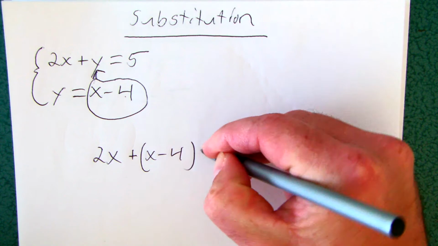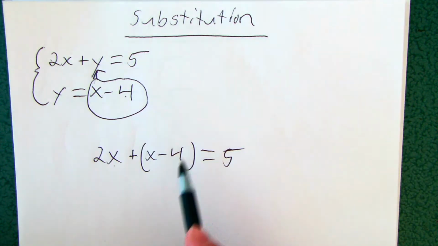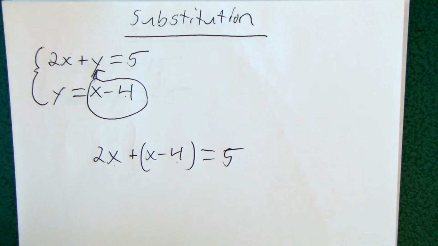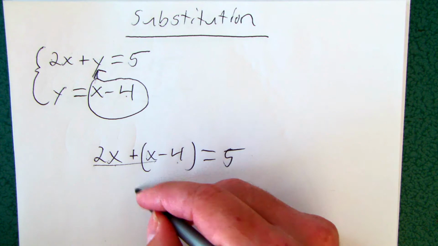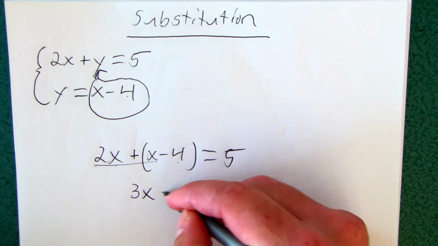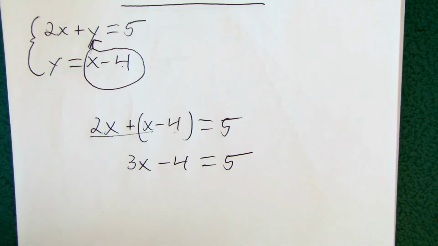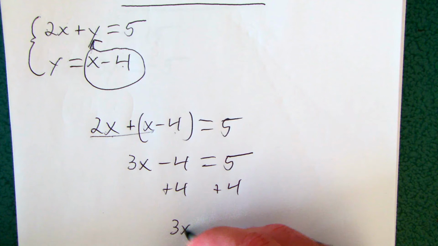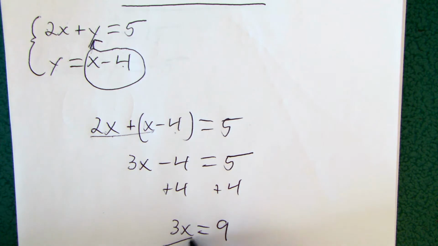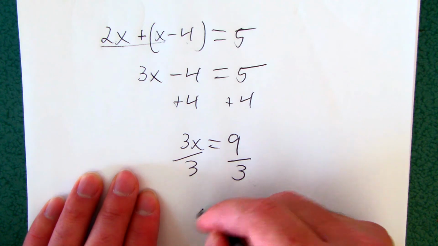So that first equation stays the same. I still have the 2x, replace y with x minus 4 equals 5. Next up, we've got to combine like terms. So 2x plus 1x is going to be 3x minus 4 equals 5. Add 4 to both sides. We get 3x equals 9. Divide both sides by 3. And we get x equals 3.